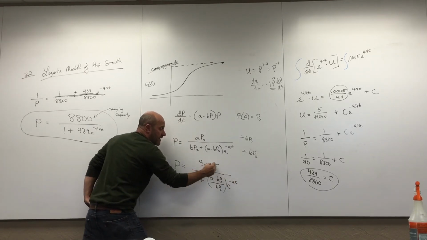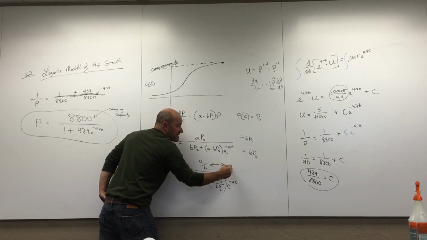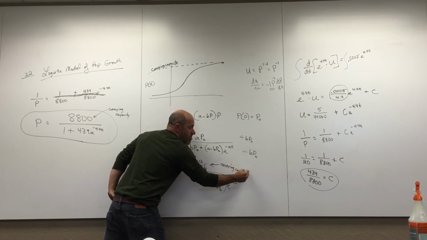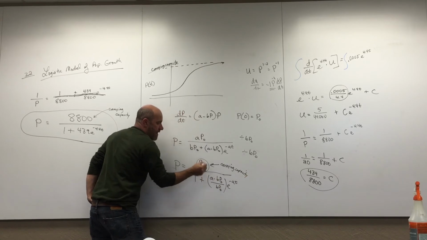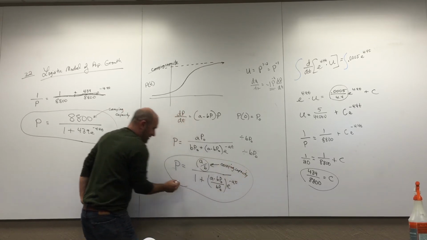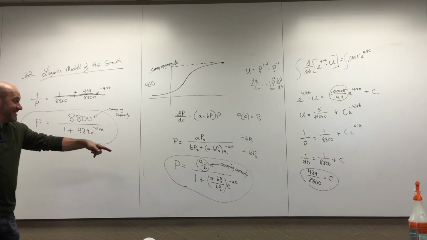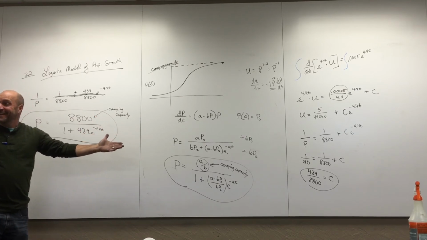When it's in this form, this number is the carrying capacity. So you can just plug in what we know and find it. We know A, we know B, we know P0. You're done. What do you want us to do?